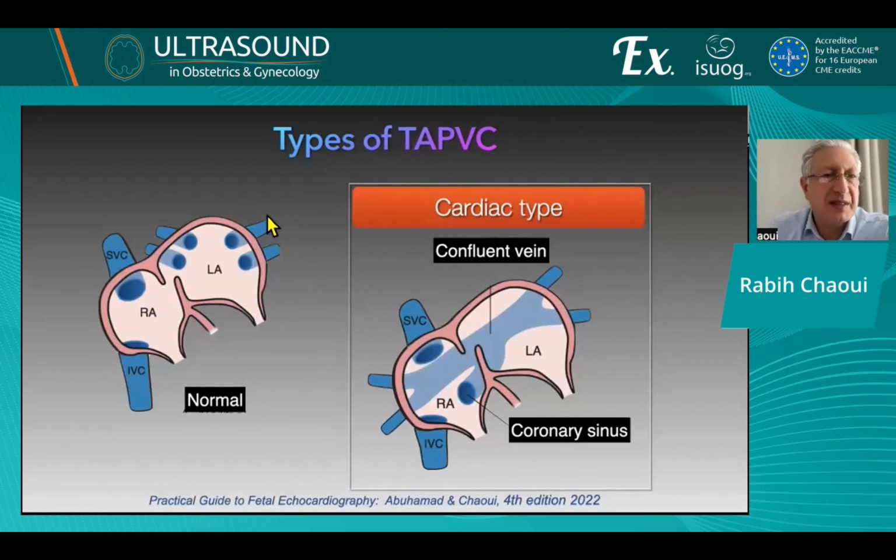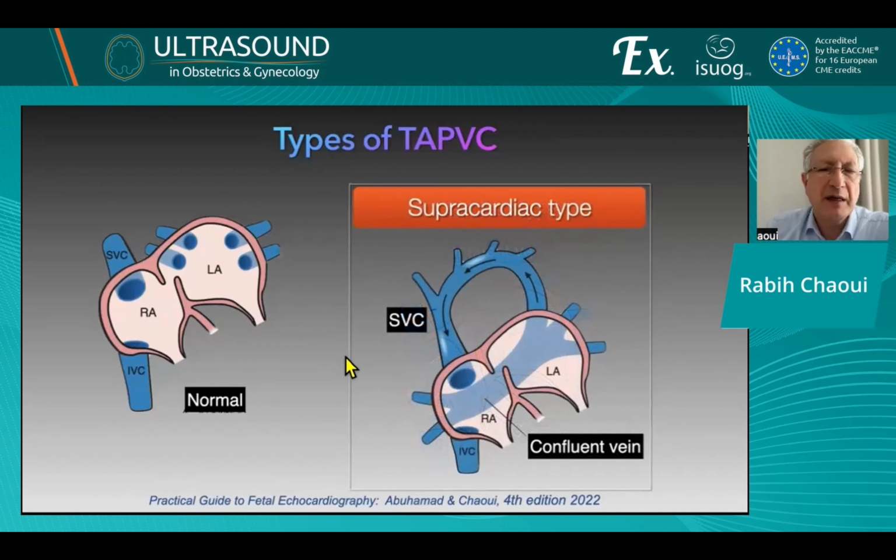You see here again on the schemes, so that you understand what we have to seek if we are seeking these anomalies. We see the two pulmonary veins draining into the left atrium and draining here into a confluent vein, and the confluent vein drains into the coronary sinus, draining to the right atrium. Another condition of a cardiac type may be that the confluent vein may directly connect to the right atrium without the presence of the coronary sinus dilation. So these are the two types of the cardiac possibility.